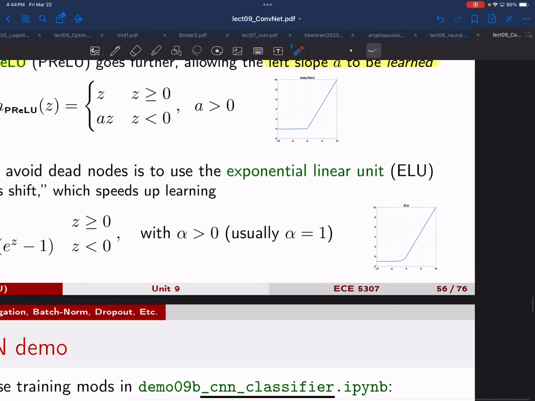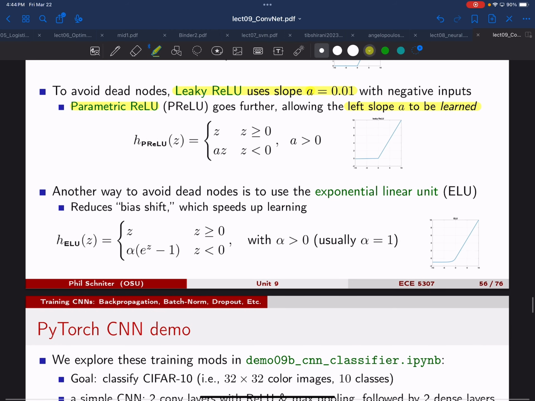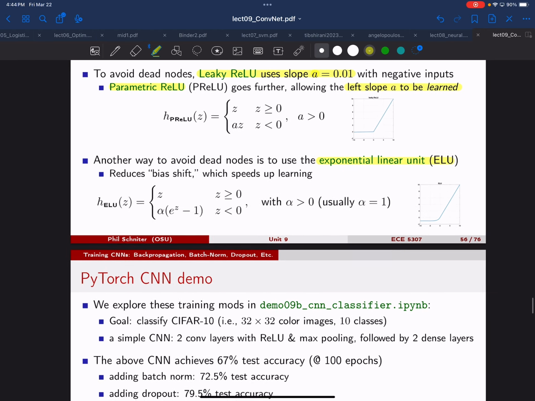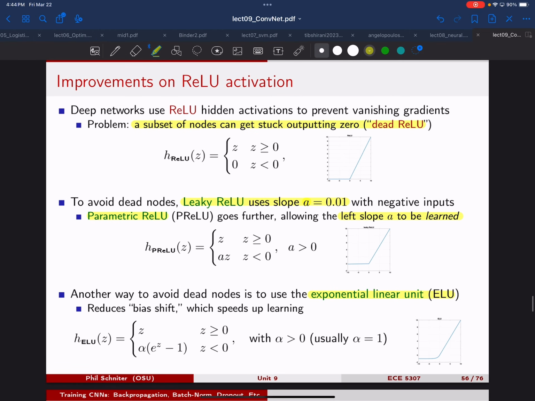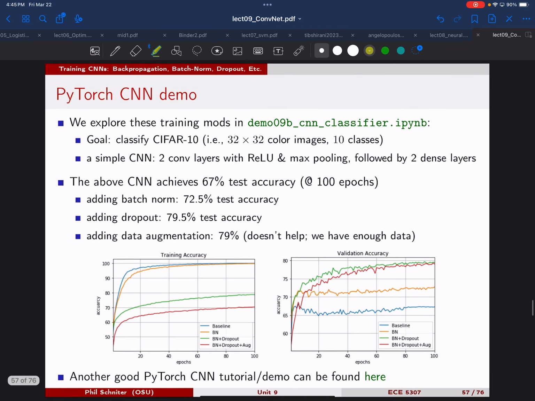So that can help your network learn a little bit better. So in some cases, they show experiments where this has a huge benefit. In other cases, people try it and say, didn't really help me. But these are all things you can try in the project. Okay, so those are activation improvements for the hidden layers. Any questions? Okay. All right, so let's do a little demo.